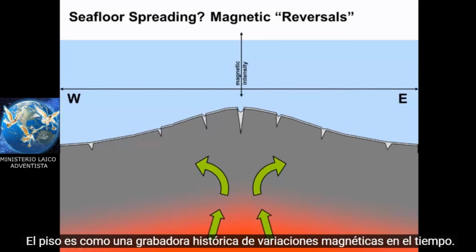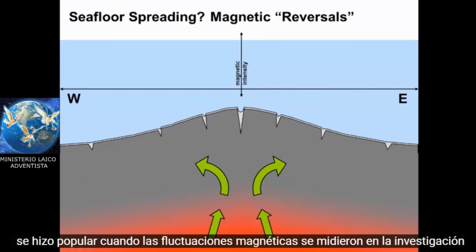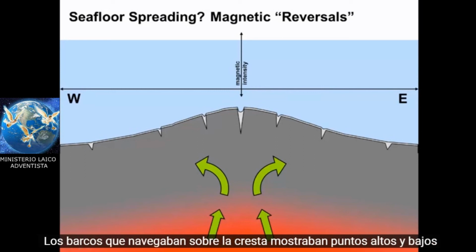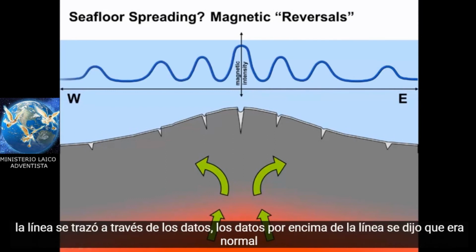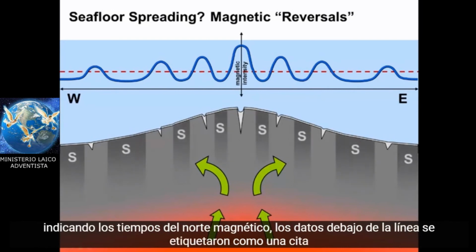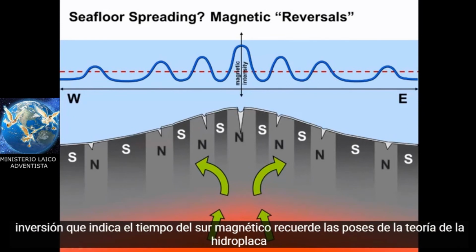This became popular when magnetic fluctuations were measured on research ships sailing over the ridge. Measurements showed high and low spots. A line was drawn through the data. Data above the line was said to be normal, indicating times of magnetic north. Data below the line was labeled a "reversal," indicating time of magnetic south.